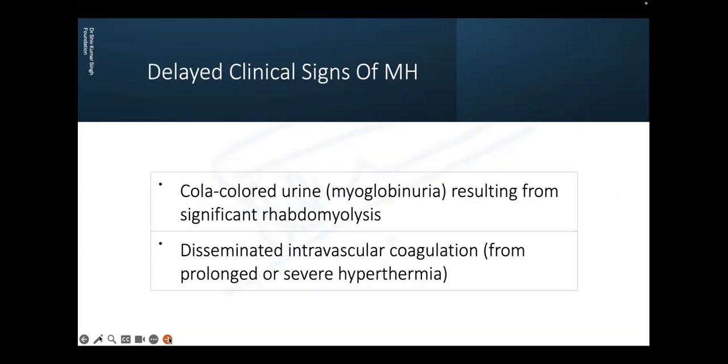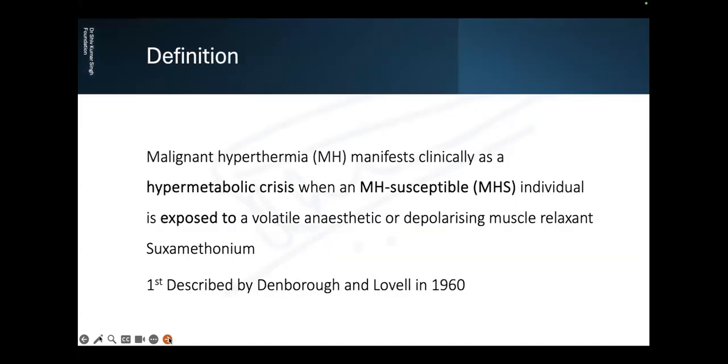Now the delayed signs which can happen, you will probably only notice them once you catheterize the patient, is cola-colored urine, that is myoglobinuria, which is happening because of the damage to the muscles or rhabdomyolysis. Patients can go into DIC, and this happens from prolonged or severe hyperthermia, and that is a bad sign because these can lead to death in patients.